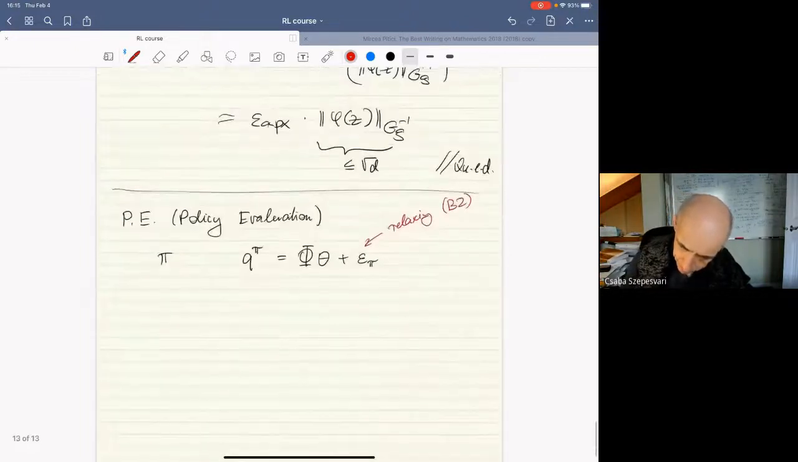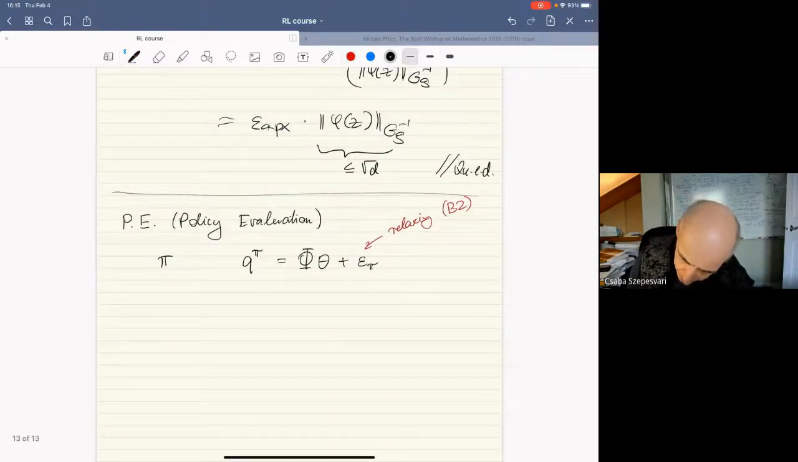Okay. So back to policy evaluation. So you're going to relax B2 a little bit. And we already discussed how we're going to do this. So you're going to run least squares. So theta hat is going to be G inverse, and so same C, same rho, z prime in C.